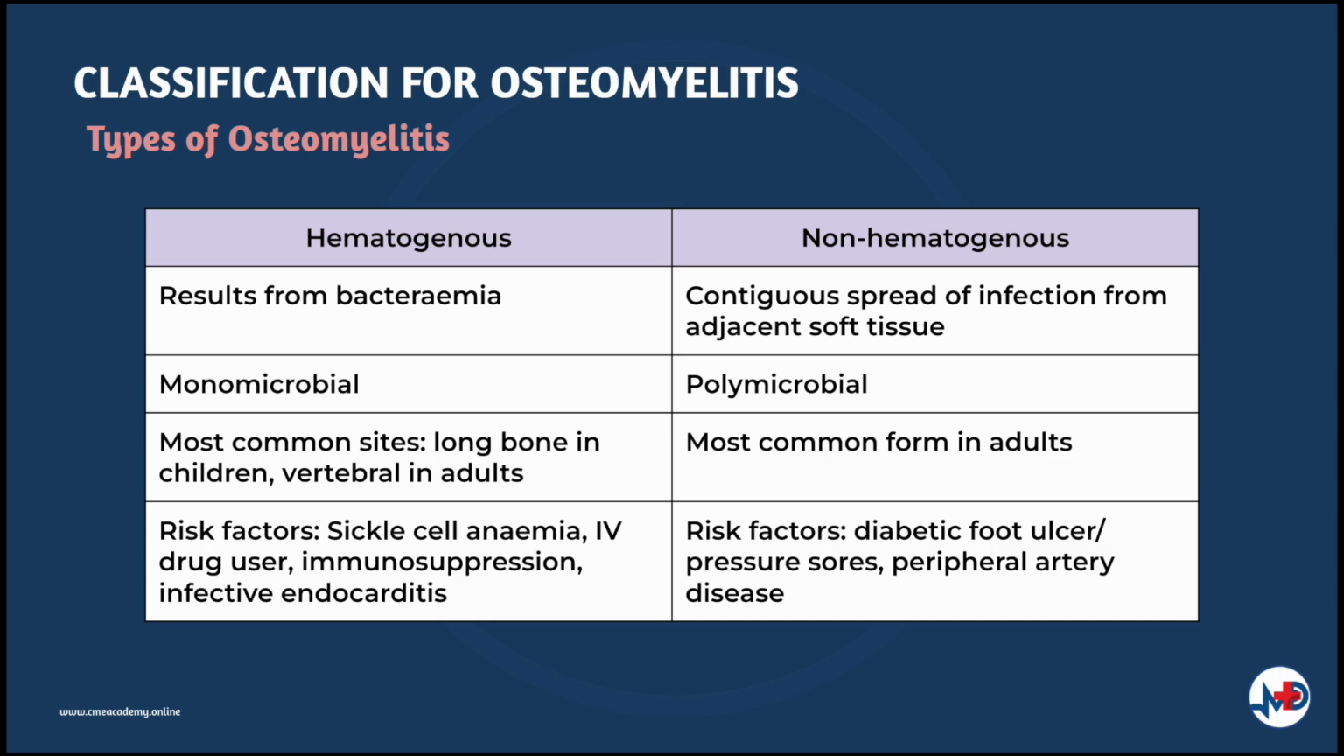Non-hematogenous osteomyelitis results from contiguous spread of infection from the adjacent soft tissues to the bone or from direct injury or trauma to the bone. Usually, this is polymicrobial. It is the most common form of osteomyelitis in adults, and the risk factors are diabetic foot ulcers or pressure sores and peripheral arterial disease.